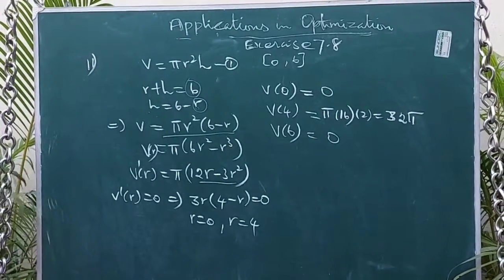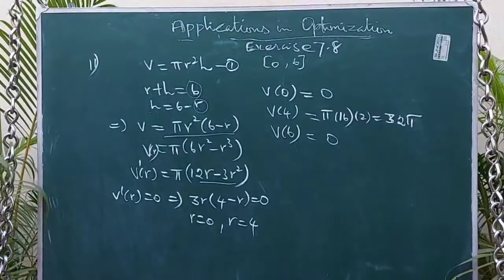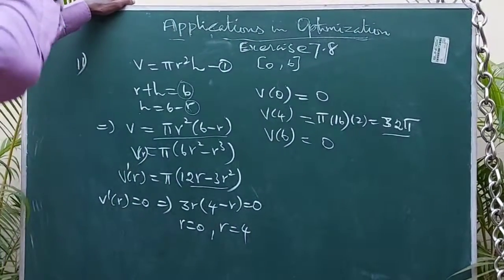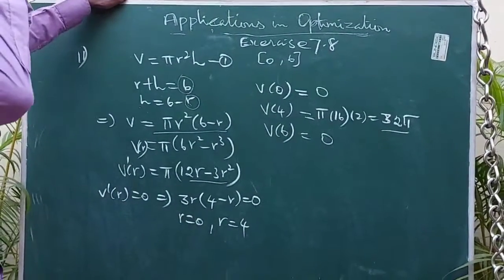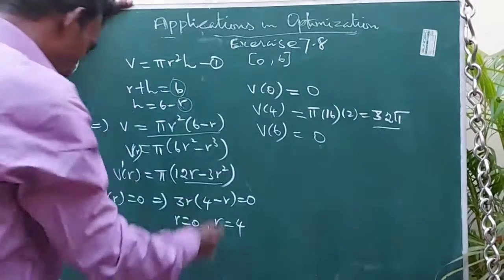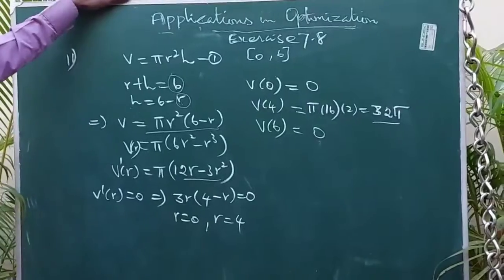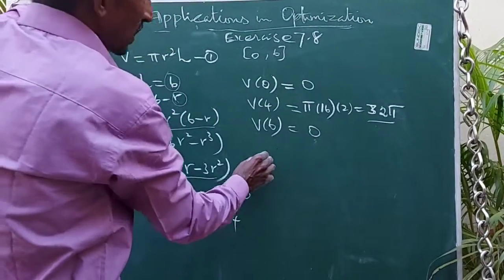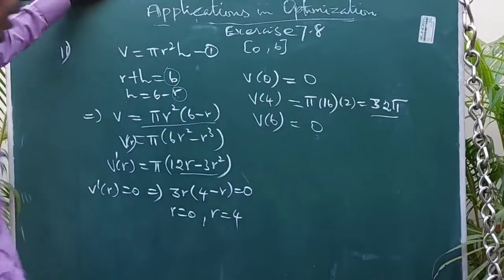Okay. So the greatest value for V is 32 pi. And the least value of V is 0. Finally, conclude the answer. The greatest value for V is 32 pi and the least value for V is 0. Conclude the answer.